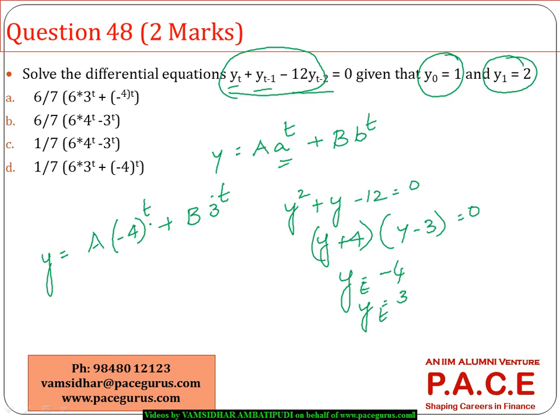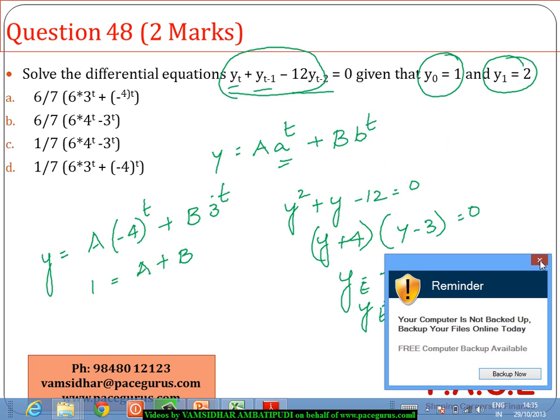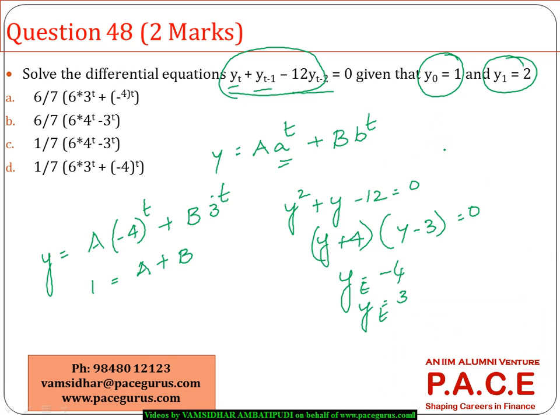So substitute t equal to 0. I'll get 1 equal to a plus b. This is one equation I am getting. And what about y1 equal to 2? So substitute t equal to 1. I'll get minus 4a plus 3b equal to 2.